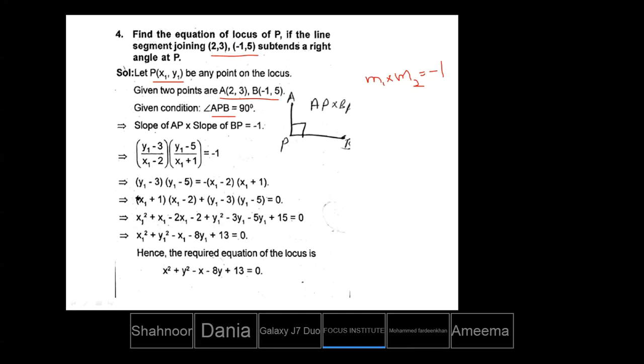So what is PA? What is the formula for m? As you have already learned in your intermediate, m is equal to y2 minus y1 by x2 minus x1. So you are applying the slope of PA. What is the slope of PA? y1 minus 3 by x1 minus 2. Similarly, for the slope of PB, that is m2, y1 minus 5 by x1 plus 1, is equal to minus 1.